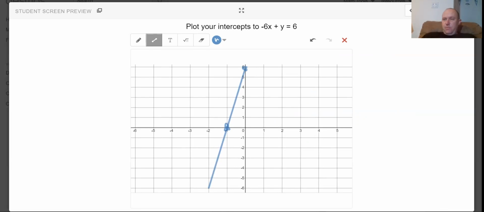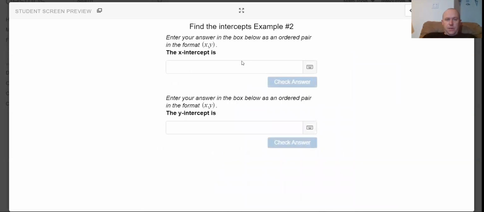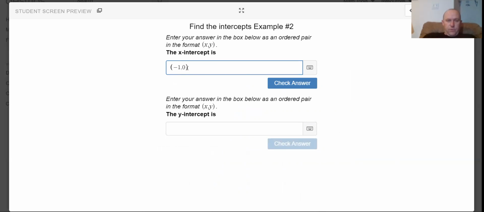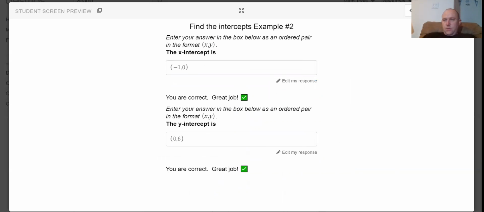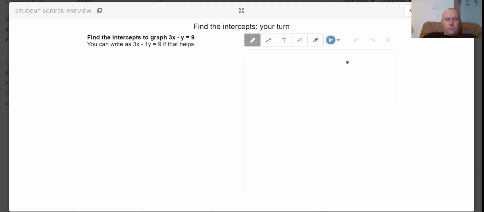So in some ways, this can be a much easier question. It's just sometimes we don't get nice answers for our intercepts. It can be difficult to plot fractions, for example. Right now, these are whole numbers, which makes this much easier to do. So the x-intercept went through -1, so that's -1, 0. And the y-intercept went through 6, so it will be 0, 6. And you can see that those are good.